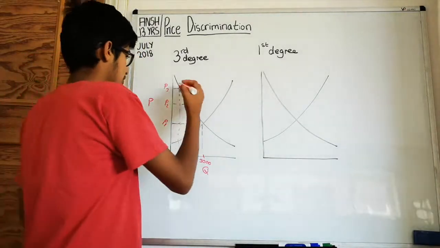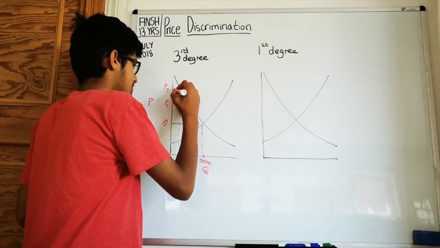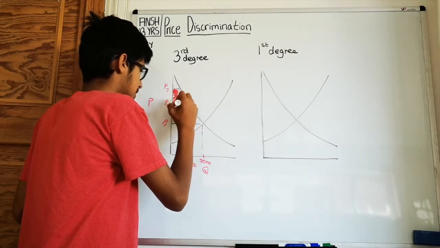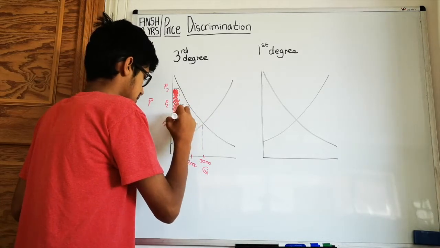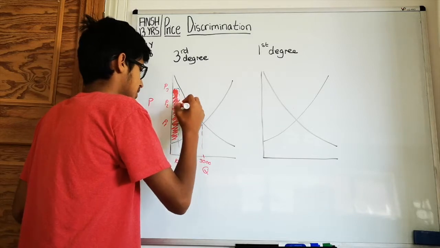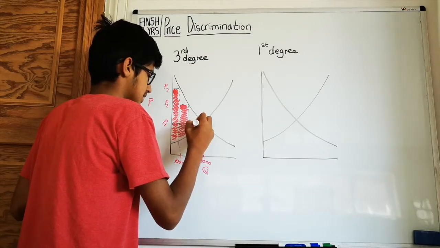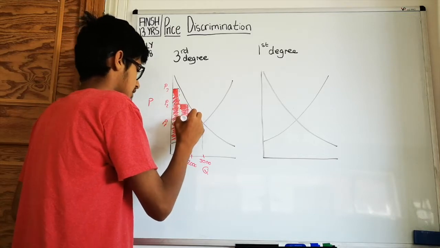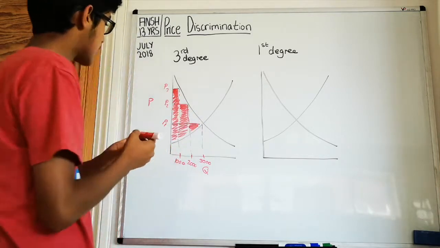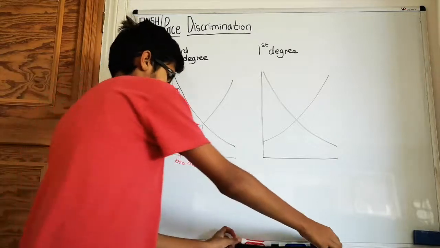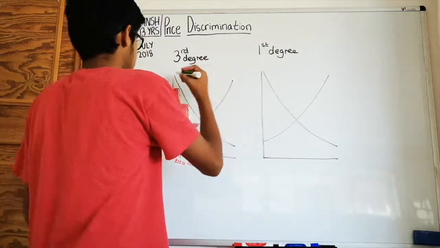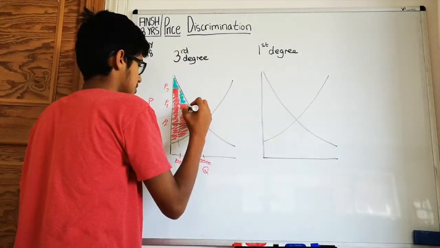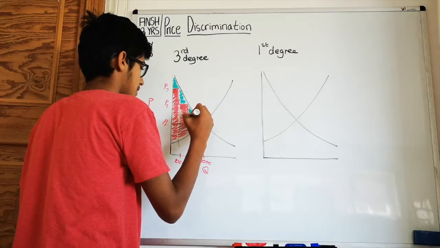And hence, I'll do it in red. This is for the first price, producer surplus. This is for the second price, and this is for the third price. And this area here is the producer surplus, and hence this remaining area here is the consumer surplus. I'm just shading it in green.